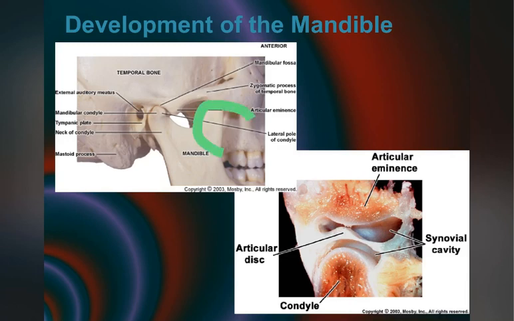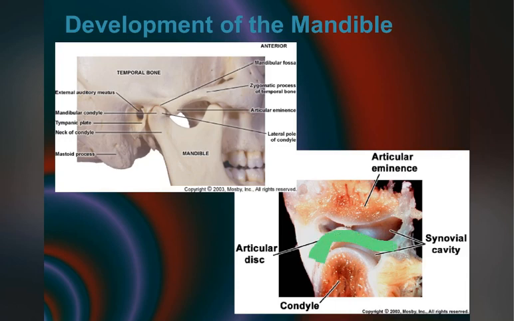Here we see coronoid process. Here we see condylar process. The condylar process has head and neck. They call them condylar head, condylar neck. The condylar head articulates with a depression area in the temporal bone called mandibular fossa or glenoid fossa. The condylar head with the glenoid fossa forms the joint, which is called temporomandibular joint.